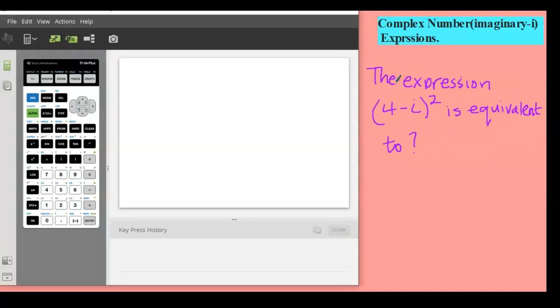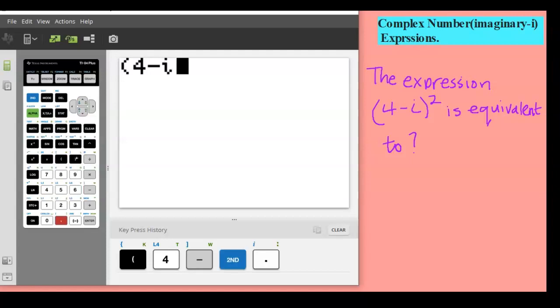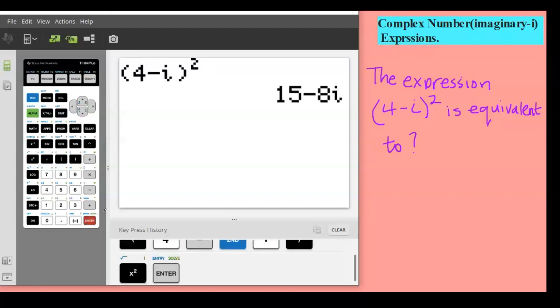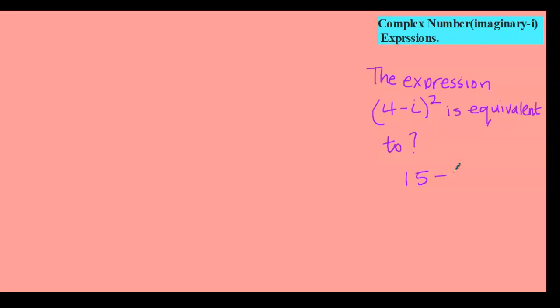We have another expression here that we want to do on the TI-84. Because of the i, this is a complex number, an imaginary number, and it's all squared. So we will grab our TI-84, go to the parentheses, type 4 minus i, close it, and then use the square key down here, and then you enter, and that gives you the answer beautifully as 15 minus 8i.